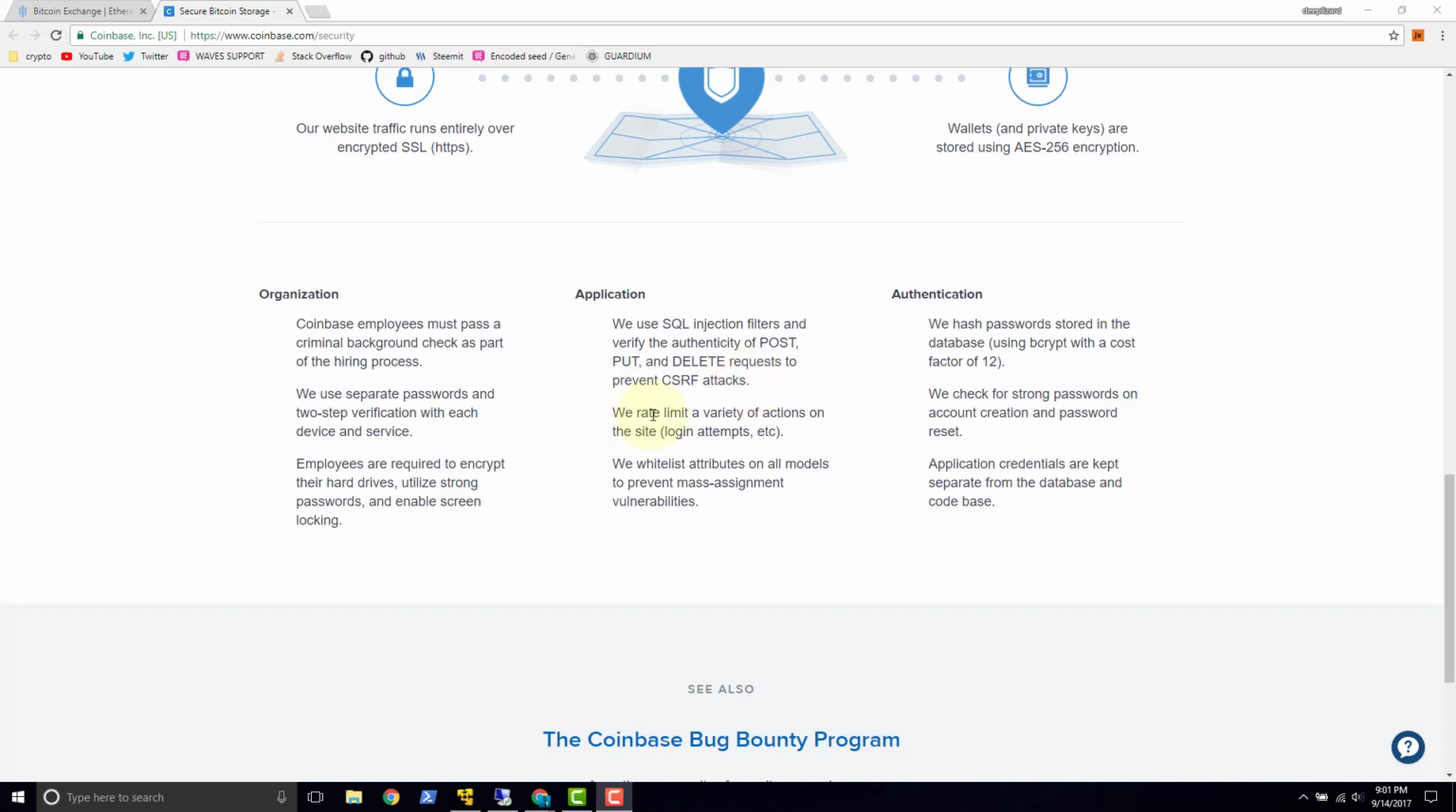Regardless of if you're technical or not, you can understand this. They say they rate limit a variety of actions on the site. So what does that mean? That means you can't try to log in a huge number of times.